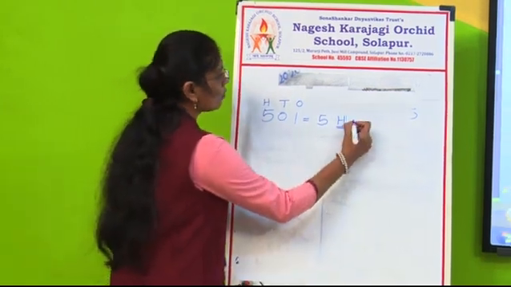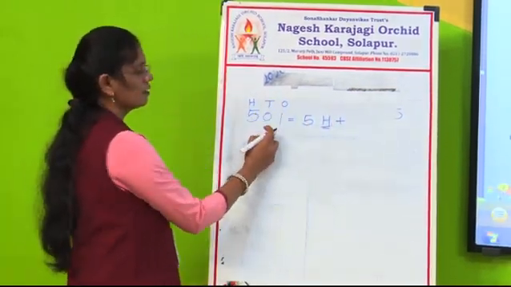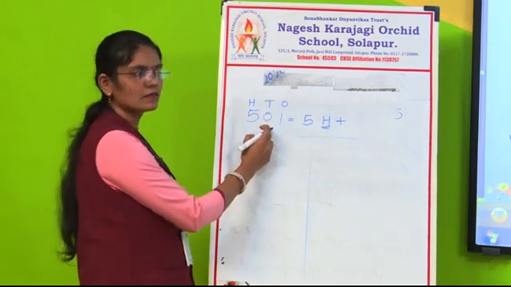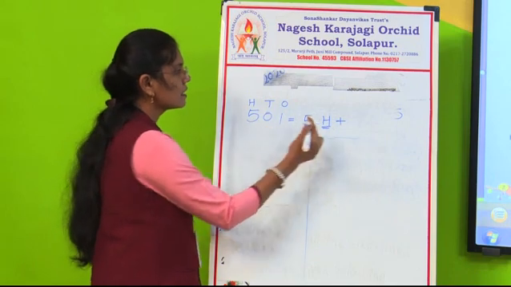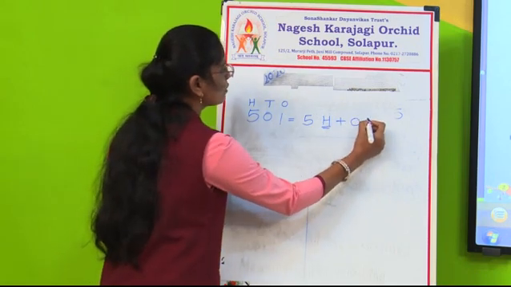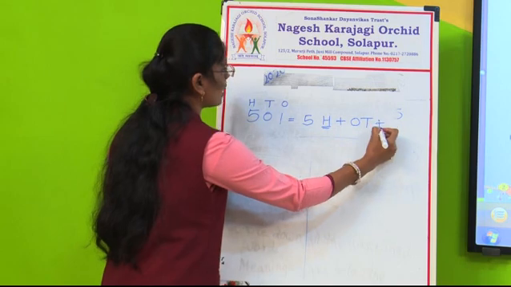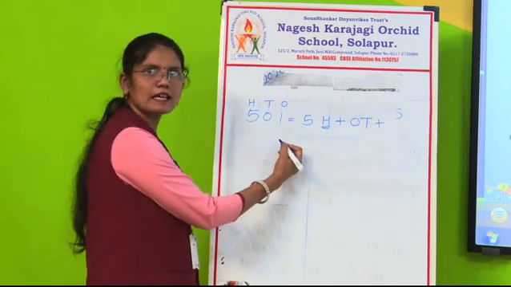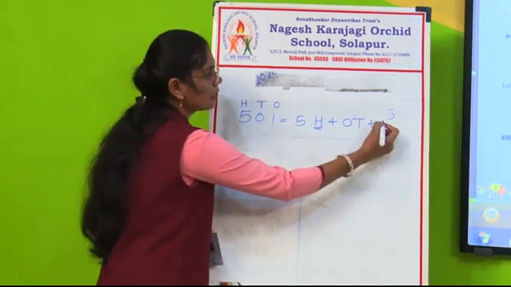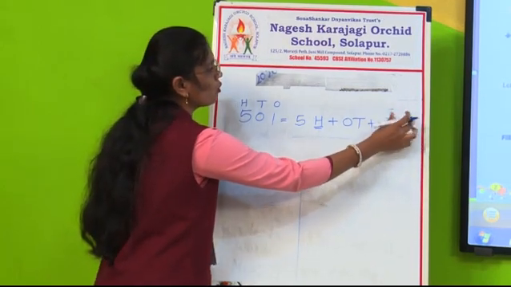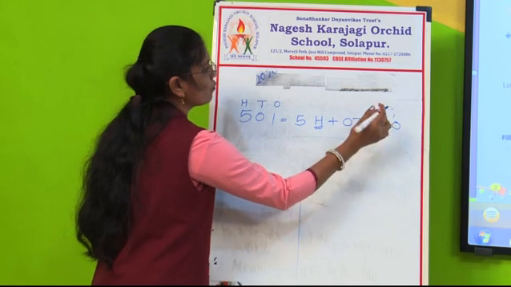Now plus, see here how many tens are there? Yes, 0 tens are there. Nothing is there, so we will write here 0 tens. Plus, now how many ones are there? Yes, only one is there. So we will write 1 O. O stands for ones.